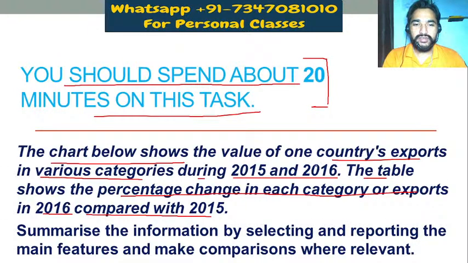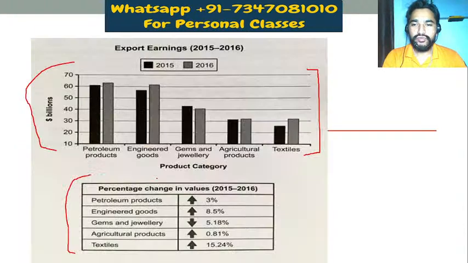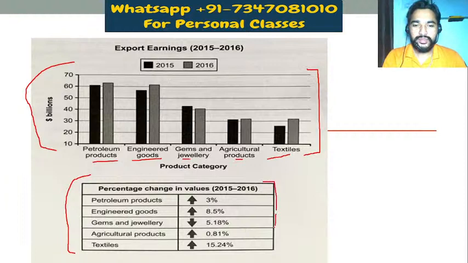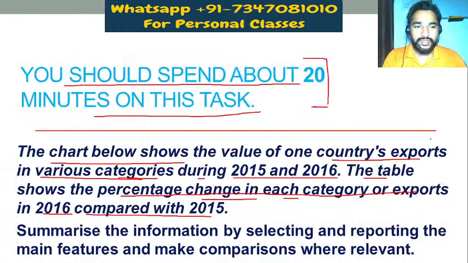So the bar chart shows the value of the country's exports in various categories, right? So we have different categories: petroleum products, engineered goods, gem and jewelry, agriculture products, textiles, right? And the table shows the percentage change in each category. So the table shows the percentage change, meaning how much percentage changed in all these categories, right? So just try to write down the introduction, and in the meantime let me go through your comments, right?